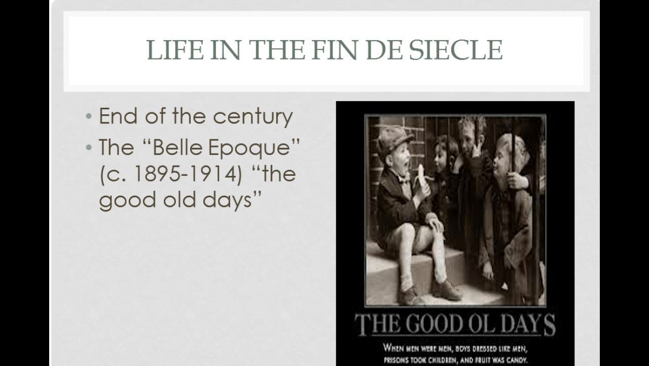I just like this picture. I'll explain the good old days to you, and we'll read the caption. It's one of my faves. This period would later be remembered after World War I. So in the time that you're living it is called the fin de siècle, the end of the century. After World War I, people are going to look at it as the Belle Époque, the good old days. It starts to see is when people reminisce when things were good, before all these people died, before we tore the world apart. This is what they look back on. And so this picture says the good old days, when men were men, boys dressed like men, prisons took children, and fruit was candy. So, anyway, that's the good old days.